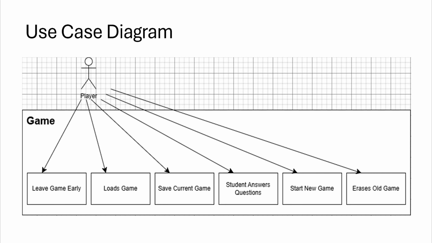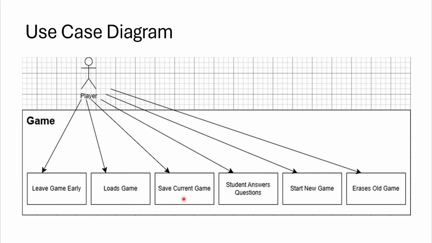Our system has one primary actor, the player, who interacts with 6 main use cases. First, start new game. This initializes a fresh game with 3 lives at level 1. If it's the player's first time, they'll see a how to play tutorial. Load game allows players to restore progress from any of 3 save slots. We handle the exception where a slot is empty by displaying empty slot and preventing selection.